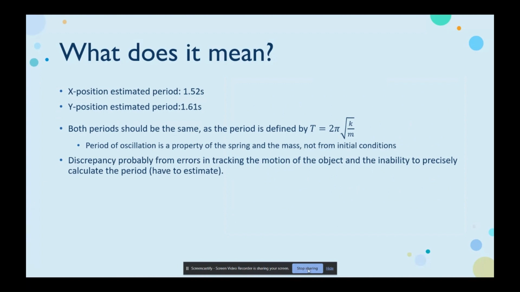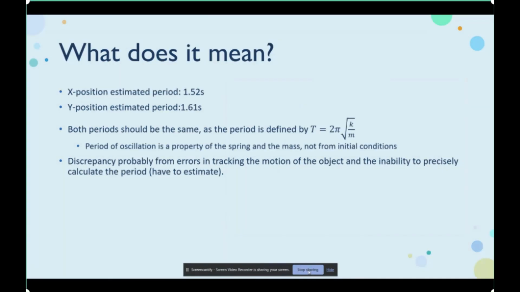The discrepancy probably stems from errors in tracking the motion of the object and the inability to precisely calculate the period.